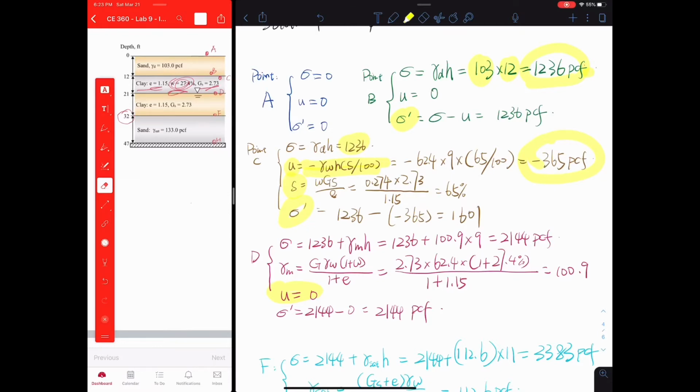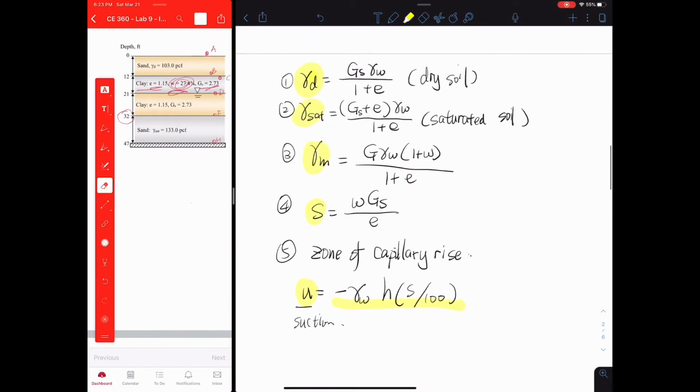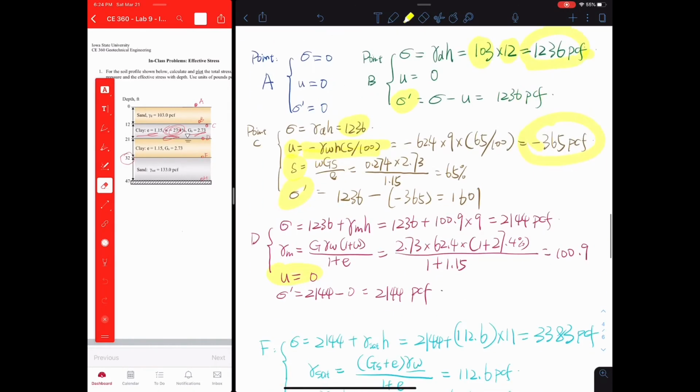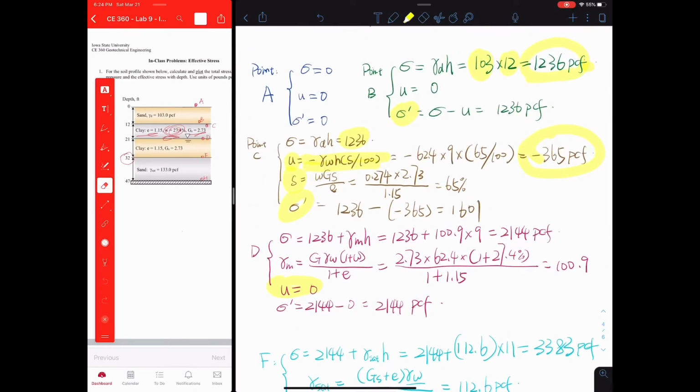So we are going to use the equation that we talked about at the beginning of this class, which is the third one here, to calculate the moist unit weight. Based on the values given in the figure, we can find the moist unit weight, and then we can get the total stress of point D. And then the effective stress is very easy to calculate, right? We just use the total stress minus the pore water pressure.